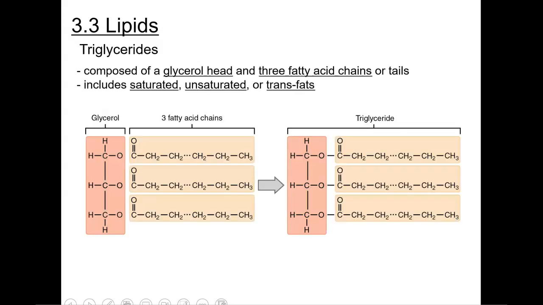First, starting off with the triglycerides. These are composed of a glycerol head that you see over to the side in that peachy orangish color, and the 3 fatty acid tails or chains. These include things such as saturated, unsaturated, and trans fats that you'll find in foods.